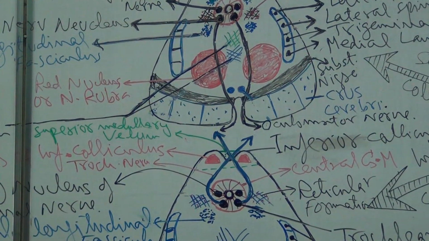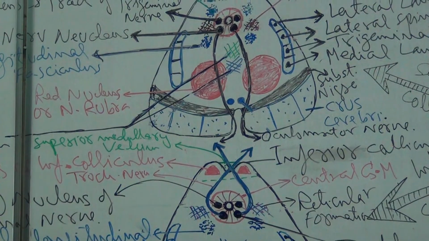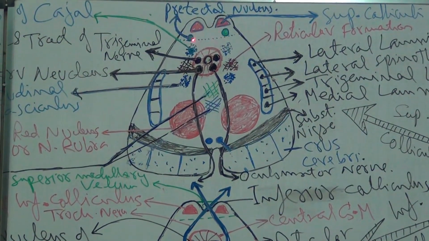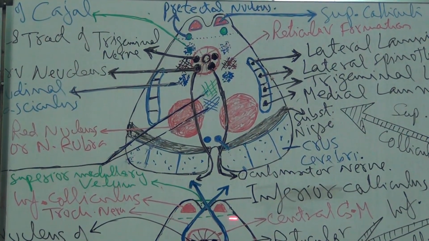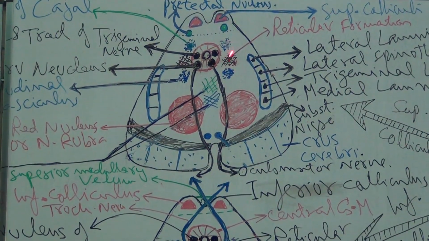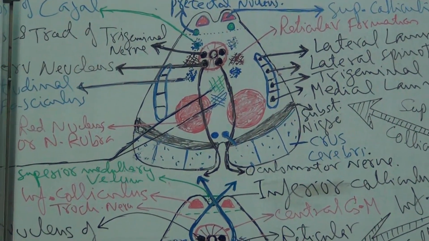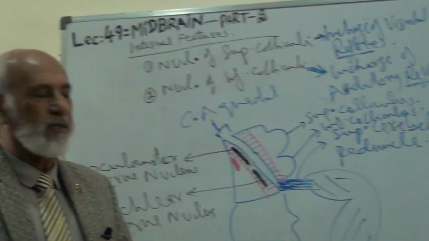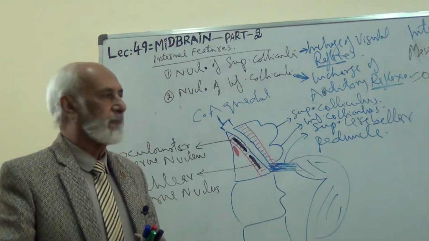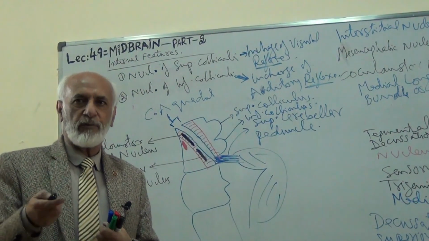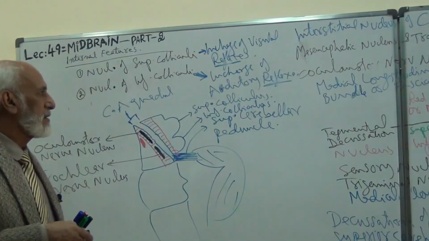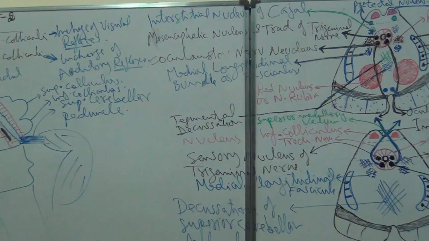Then next, collicular level, tectal region. In the upper half, there are nuclei of the superior colliculi and pretectal nuclei, while in the lower half, there are nuclei of the inferior colliculi. Pretectal nuclei are not present at this level. So these two diagrams will help you to describe the internal features of the midbrain. The easy method to learn all these features is to draw the diagrams again and again and label them. This will help you to remember the internal features of the midbrain, upper half and lower half.